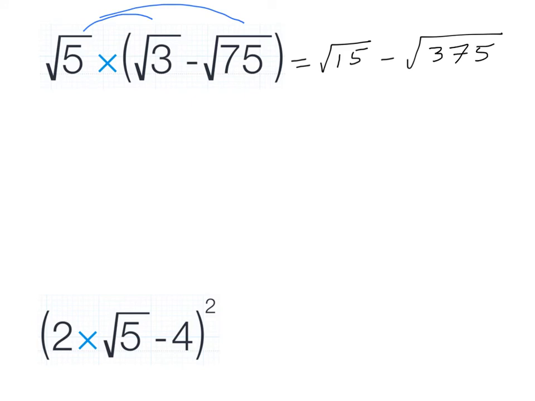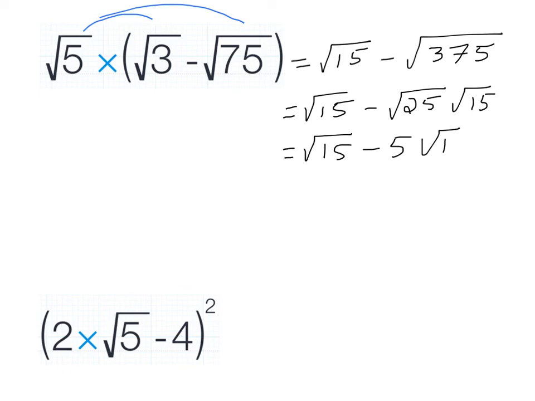Now, at first it seems like I can't combine these any further. However, I can break up the square root of 375 into 25 and 15. 25 is a perfect square, so that's why I've picked that. That gives me the square root of 15 minus 5 square root of 15, and now they're like terms. I have 1 square root of 15 minus 5 square roots of 15, which gives me negative 4 square root of 15. And that is my final answer. That's what I have there.